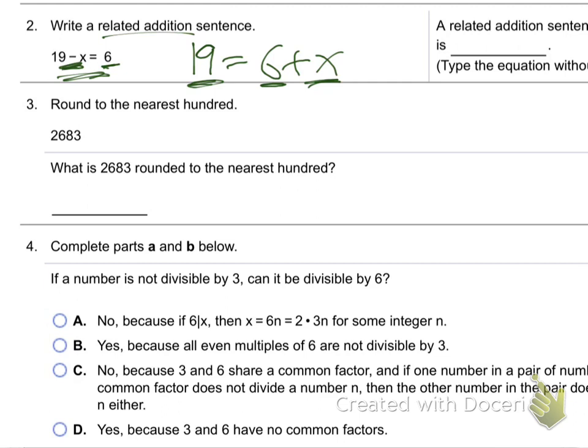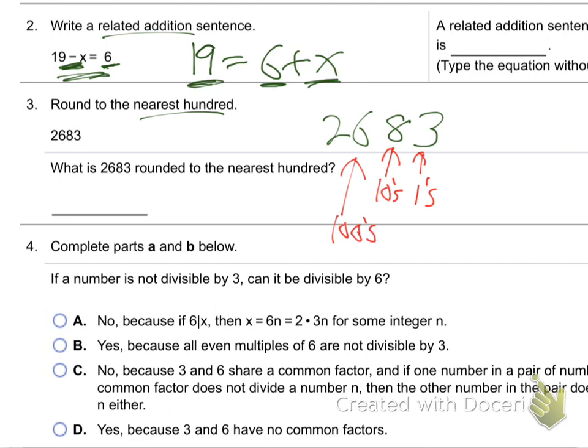Next one, round to the nearest hundred. So if you take 2683, which digit is in the hundreds place? This is the ones place, tens place, hundreds place. So this digit's in the hundreds place. So you find the spot you're supposed to round to. That's the hundred spot. Look 1 to the right. If the digit 1 to the right is 5 or more, round up, so it becomes 2700.